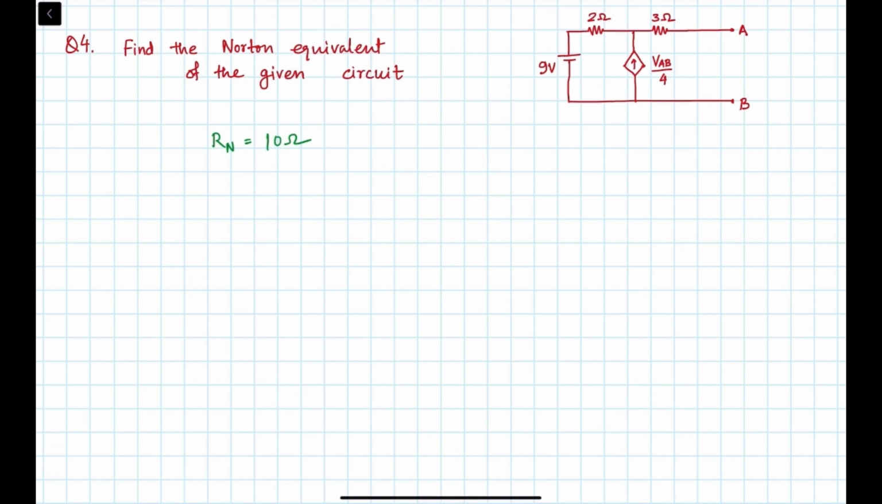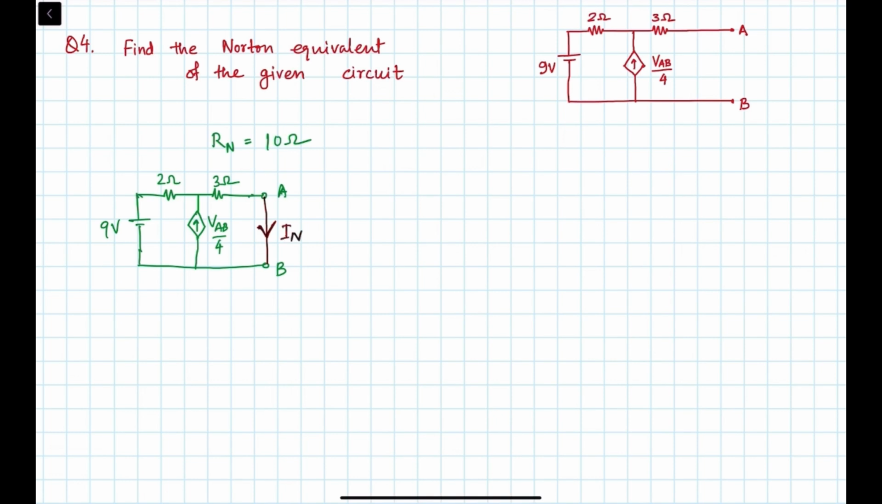Now how to find the IN? So we have the circuit like this. Here we have 9 volt, 2 ohm, and there is 3 ohm, and the terminal is here, and like this is A, B, and there is a source, dependent source, which is VAB by 4. To find the current IN, so basically we have to short circuit this A and B terminal, and whatever the current will flow in this terminal, that will be your current IN.